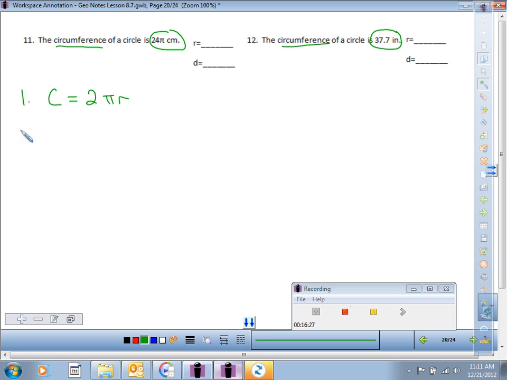Right? Let's substitute in what we do know. We know the circumference is 24 pi. That's the biggest mistake on the test, is people always forget the pi. I'm a fat kid at heart, so I never forget the pi. So we have 24 pi equals 2 pi r.